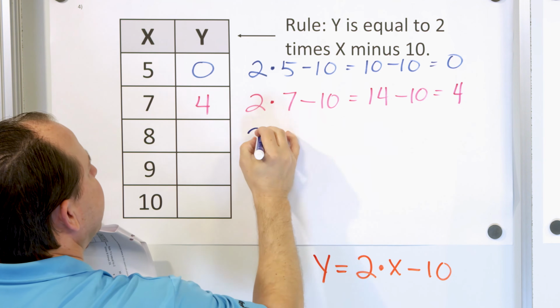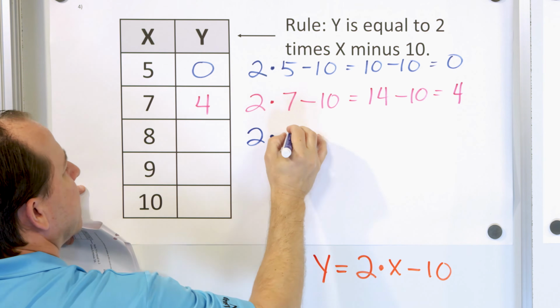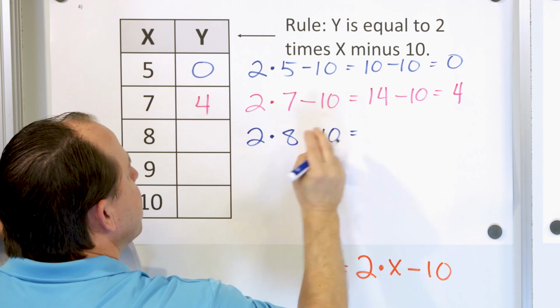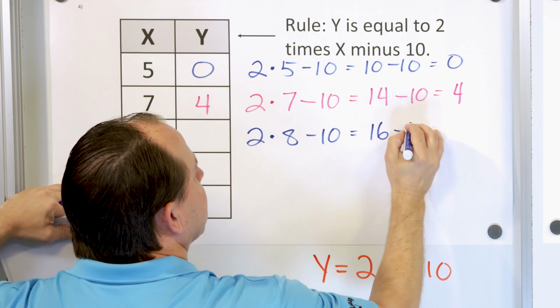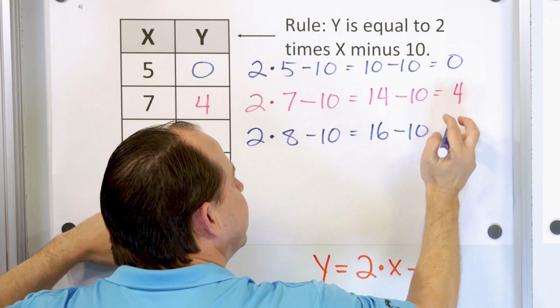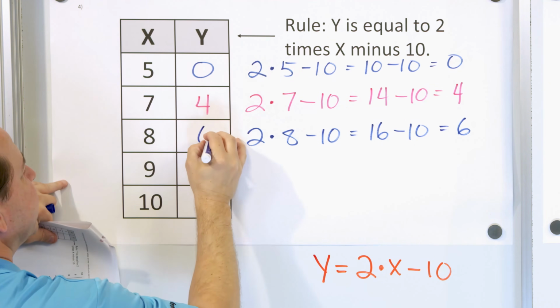Rule, 2 times x minus 10. 2 times x is 8, minus 10. But 2 times 8 is 16. Now what is 16 minus 10? You get 6. And a 6 goes right here.